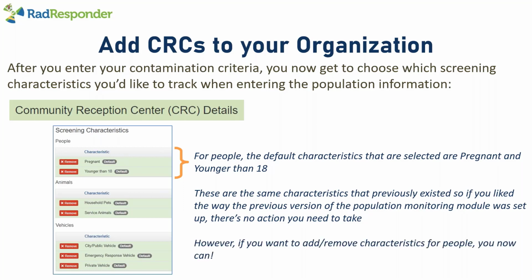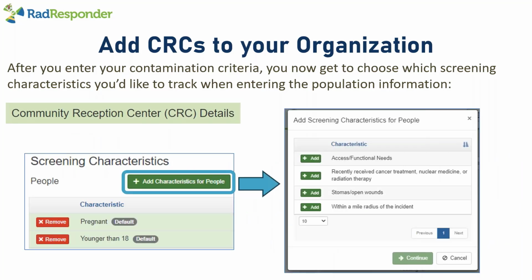However, if you do want to add or remove various characteristics for people, you can. You'll see that there is a green Add Characteristics for People option, and you'll see some additional characteristics. This is going to allow for the flexibility of your tracking. So you can either remove any of the default characteristics that you had. So if pregnant and younger than 18 is not something you care to track, you are more than welcome to remove those. But if you did want to track folks within a mile radius of the incident, those with stomas or open wounds, those who recently received cancer treatment, nuclear medicine, or radiation therapy, and/or those that have access or functional needs, you are able to then add them.